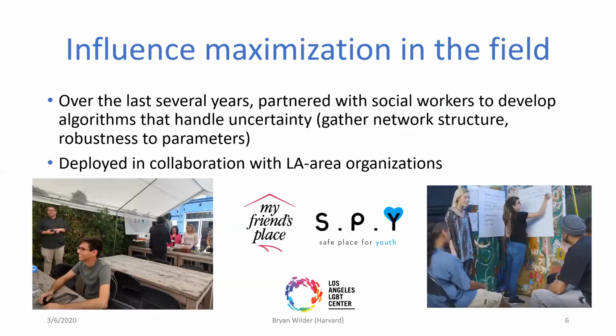Over the last few years, we've been working together with social workers to develop algorithms that are suitable for influence maximization in this kind of field-deployed setting in public health. This primarily means being able to account for all the different uncertainties that you have when you actually use these algorithms in practice. You need to be able to efficiently gather information about what the social network structure is, find decisions that are robust to unknown parameters, and so on. We spent a while developing these algorithms and then deployed them in collaboration with Los Angeles area organizations.